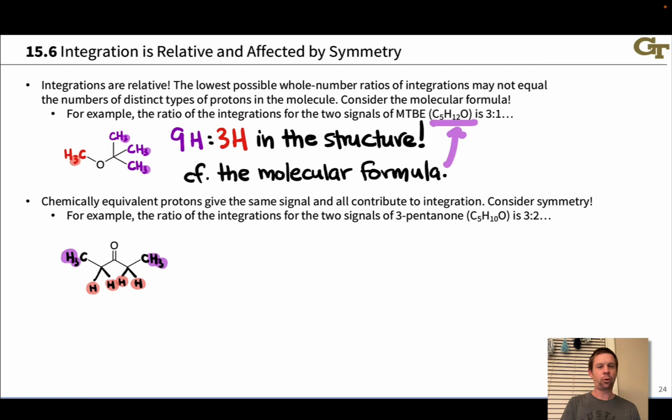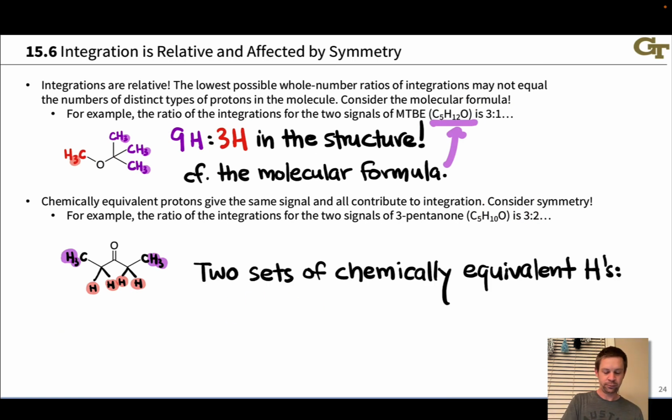I also have 4 hydrogens in these 2 methylene groups, and like the CH3s, these 2 methylenes are exchanged via an axis of rotational symmetry. So the 2 methylenes are homotopic to each other, and all 4 hydrogens would be expected to be at the same chemical shift and part of the same signal, and the integration there is 4. So notice we've recovered our 3 to 2 ratio as a 6 hydrogen to 4 hydrogen ratio in the molecular structure. And this comes from the symmetry.